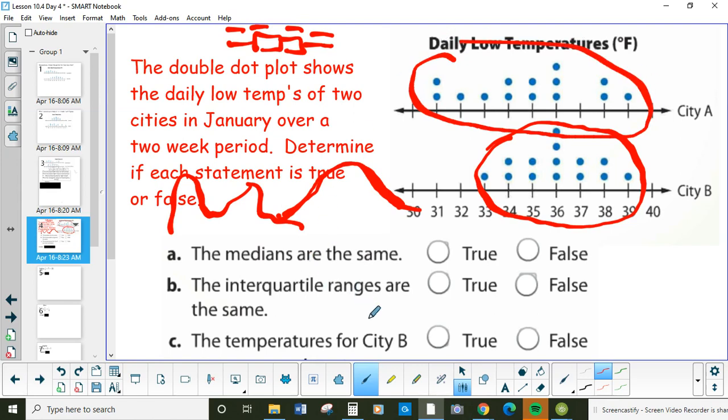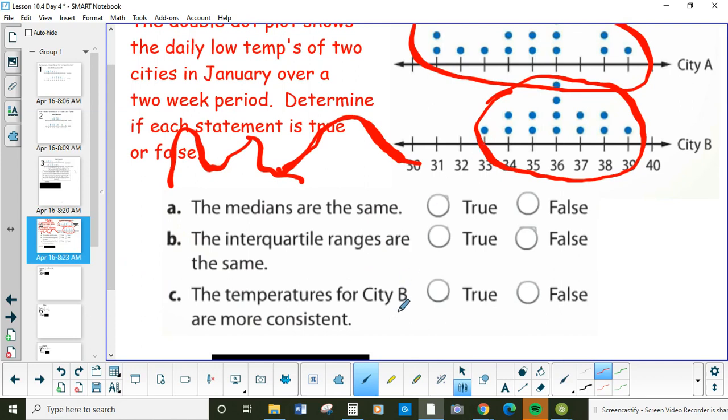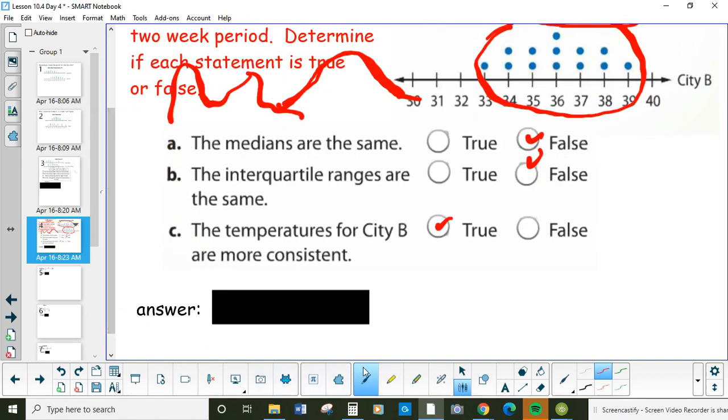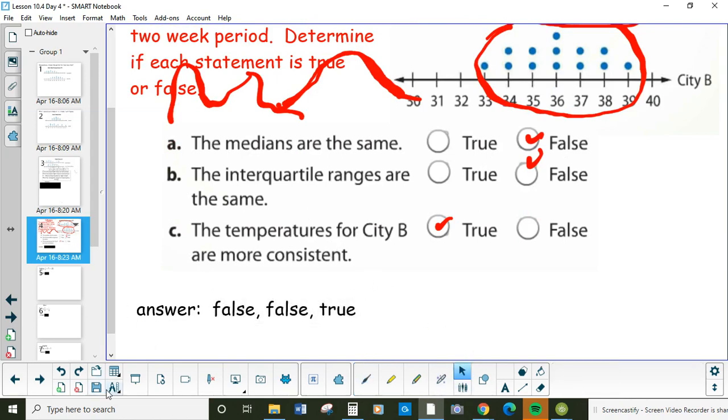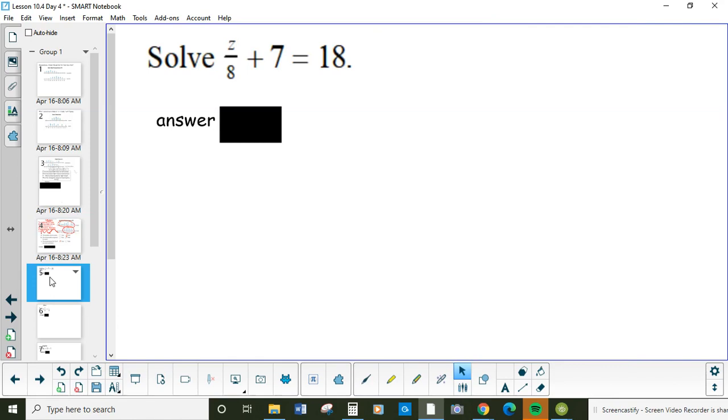So I would say the temperatures for city B are more consistent. Absolutely, that one's true. These two are false. Let's take a look at our answer, see if I got it wrong. And yep, false, false, true. We are okay. So let's go ahead and start our review section right now.